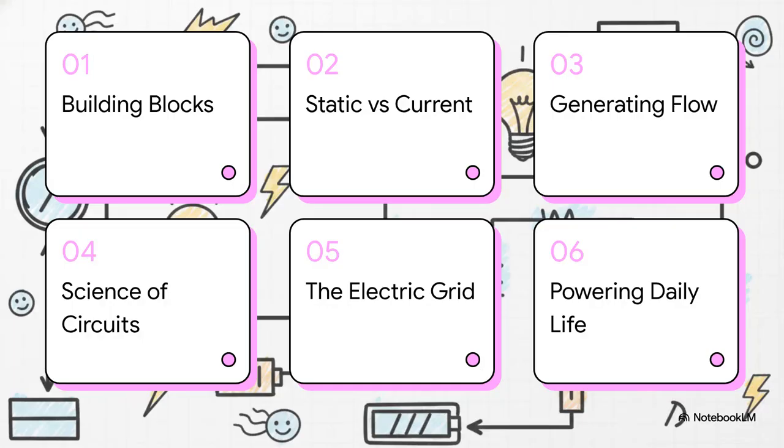Okay, here's our micro to macro roadmap for today. We'll hit 1. The building blocks of electricity. 2. Static versus current energy. 3. Generating the electric flow. 4. The science of circuits. 5. The giant electric grid. And finally, 6. Powering our daily lives.